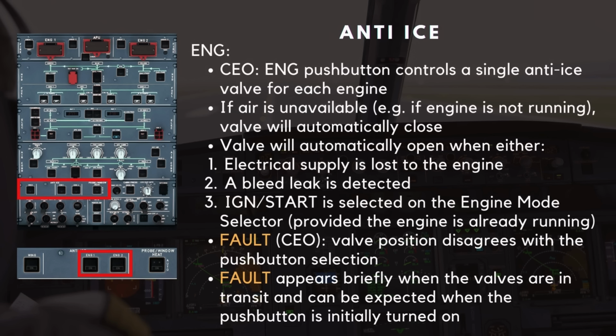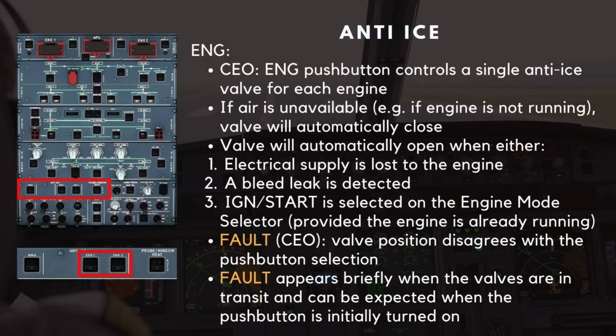On CEO aircraft, the engine anti-ice push button controls a single anti-ice valve for each engine. If the air is unavailable, for example if the engine is not running, the valve will automatically close. The valve will automatically open when either the electrical supply is lost to the engine, a bleed leak is detected, or when ignition start is selected on the engine mode selector, provided the engine is already running.